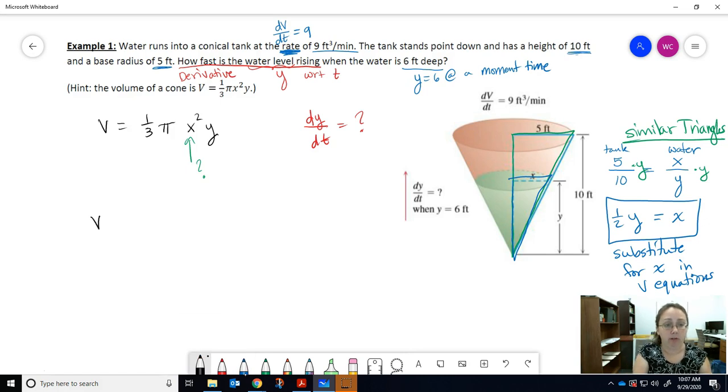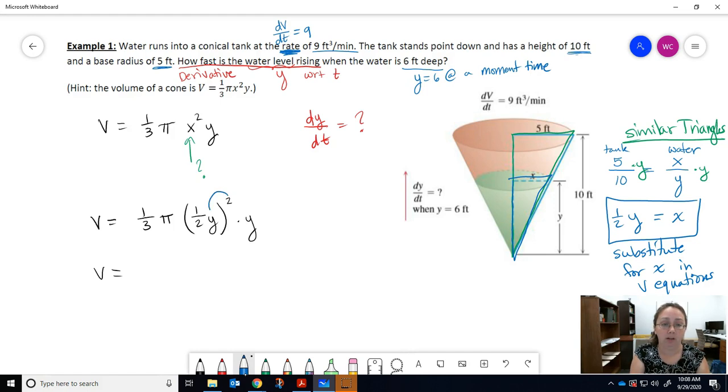So our volume equation, like I mentioned before, we do not need the x. We're not asked about the x. We're not given information about the x. So we're going to get rid of it by plugging in what it's equal to. It's equal to 1/2 of the y. Don't forget to square your whole x. So 1/2 y, the whole thing gets squared. And don't forget to bring down your other y. So clean up your work so you're ready to take the derivative.